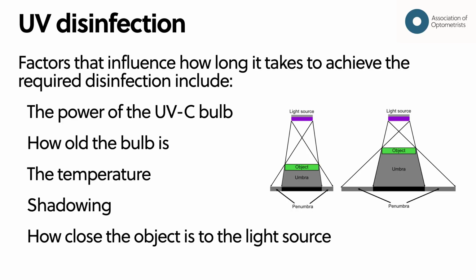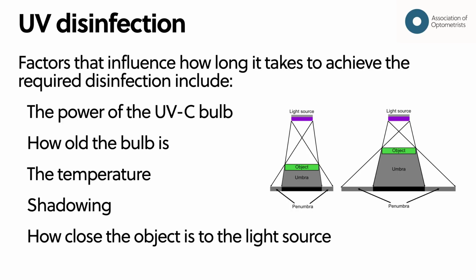And shadowing, which is a really important point for consideration with regard to spectacle frames. Is an object in the chamber stopping light reaching either another part of the object or another object within it? So if you've got multiple spectacle frames in there, is one of them blocking the light getting to the other one and therefore decreasing the effectivity of the UVC on the other items that are in the cabinet? And then also how close the object is to the light source. And as the object moves closer to the light source, we find that actually that has a big impact on not just the dose that's achieved, but also the shadowing.